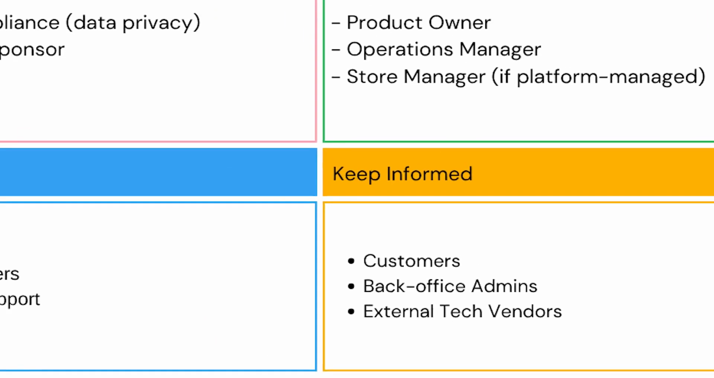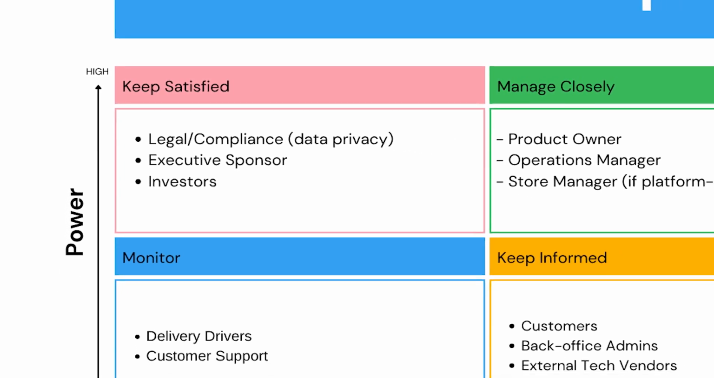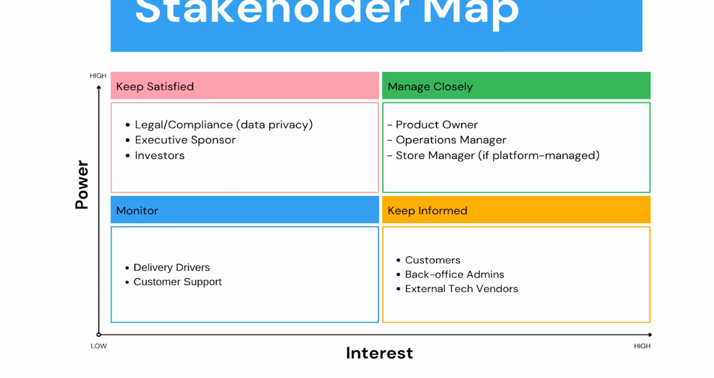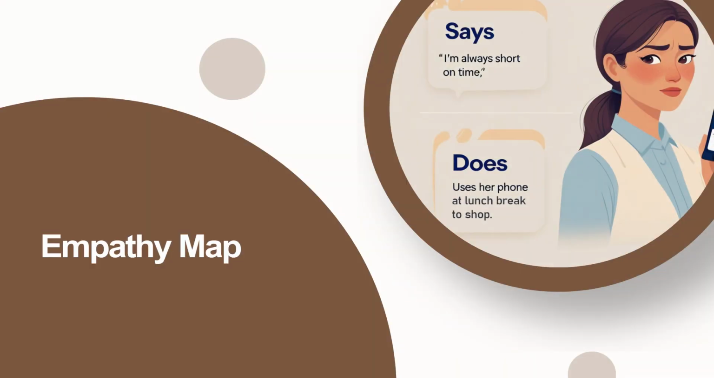you have investors who would sit in the high influence and medium interest quadrant. Of course, the actual dynamics might be different depending on the specific situation you're working on. Now let's also examine two types of diagrams that can help you to understand your users and their needs. So we're going to start by looking first at the empathy map.